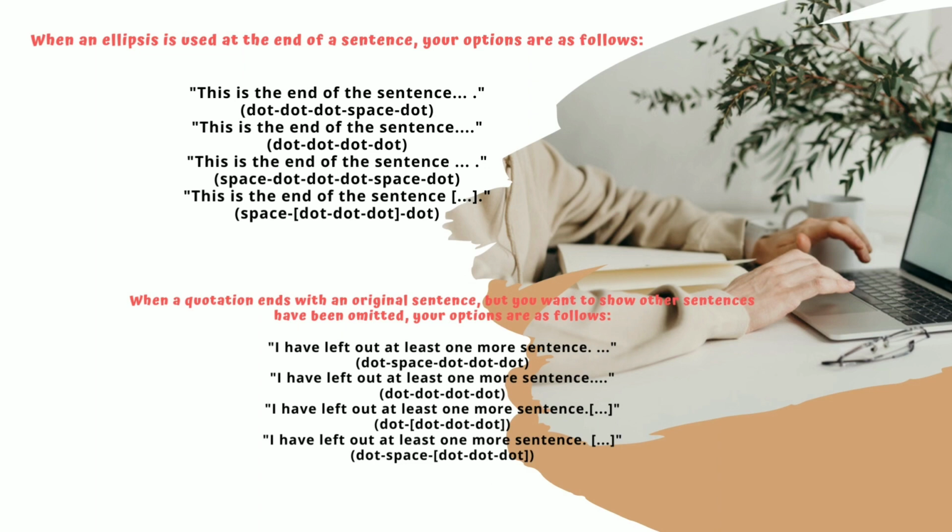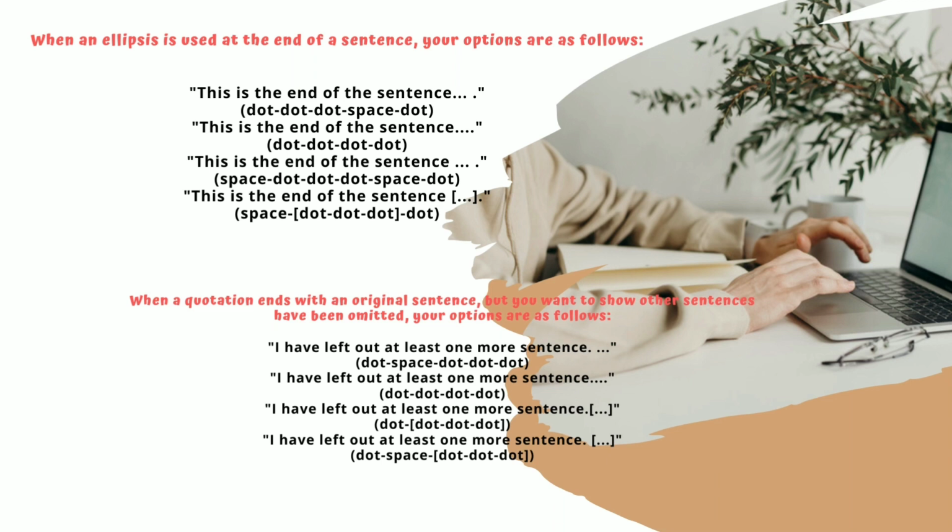When an ellipsis is used at the end of a sentence, your options are as follows. This is the end of the sentence. Dot, dot, dot, dash, dot. This is the end of the sentence. Dot, dot, dot, dot. This is the end of the sentence. Space, dot, dot, dot, space, dot. This is the end of the sentence. Space, dot, dot, dot, dash, dot.